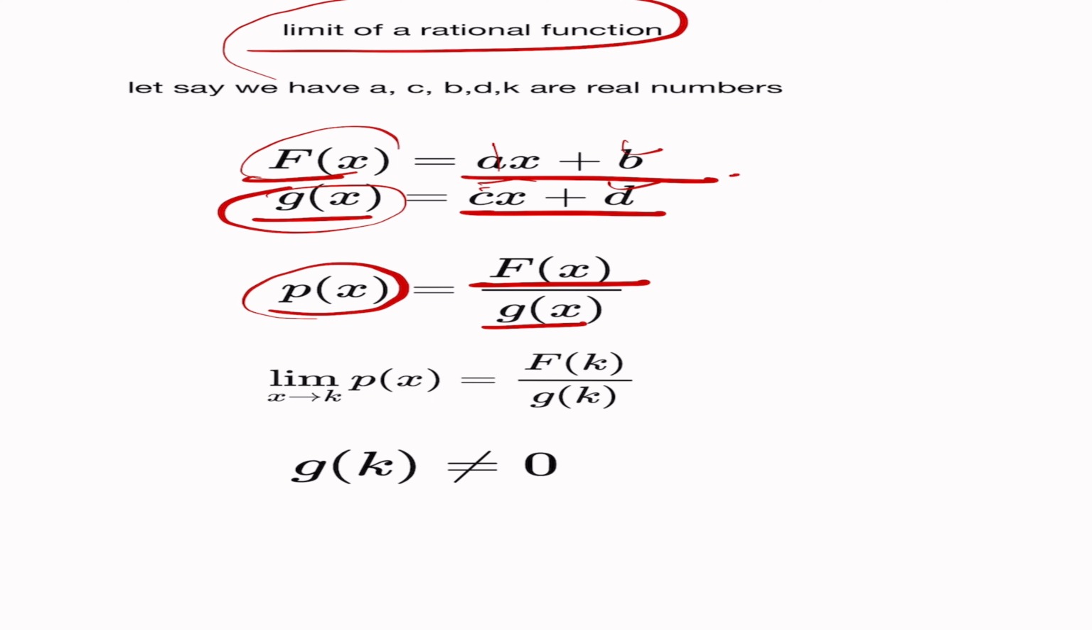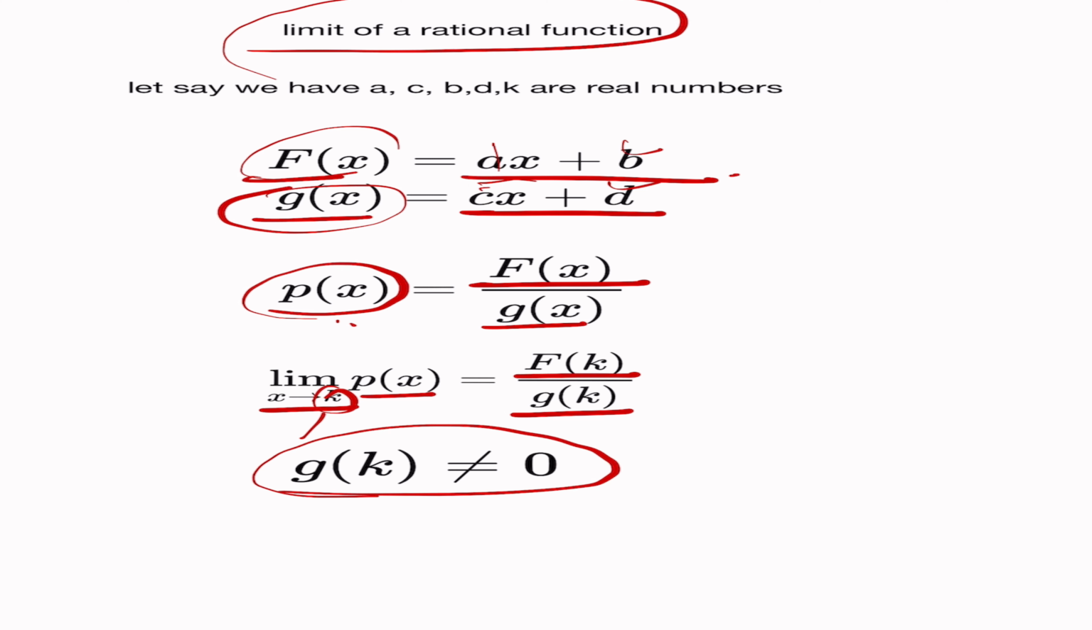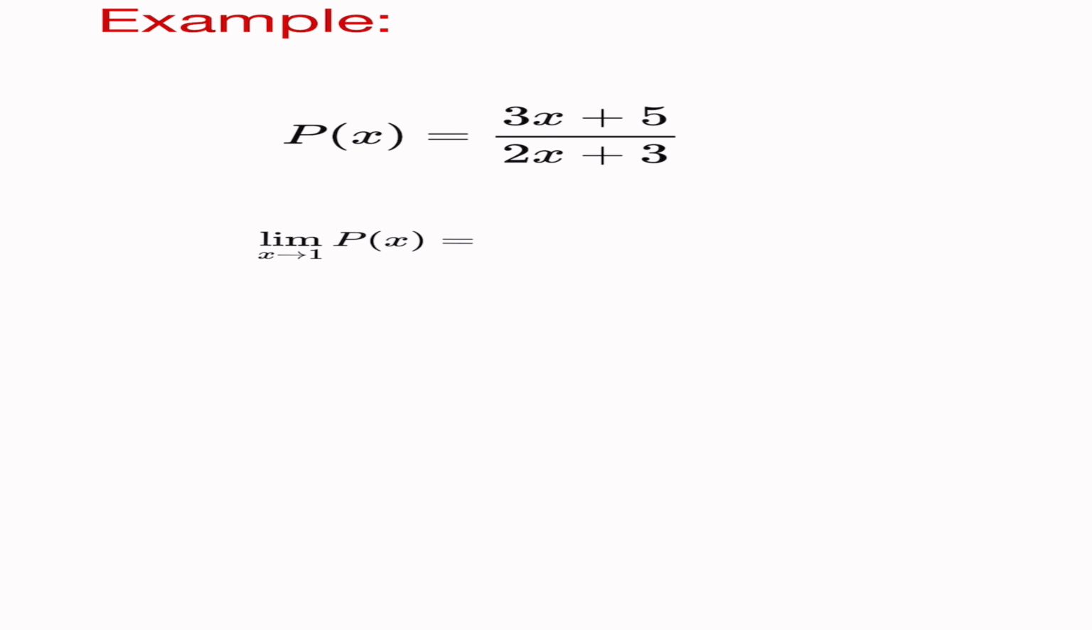Now if we take the limit x approaching to k of p of x for this function, and k is a real number, then we can just simply write down that this is f of k over g of k, right? And also g of k cannot be 0, okay? That will give us an undefined value, right? So let's look at an example that will clear our concept.